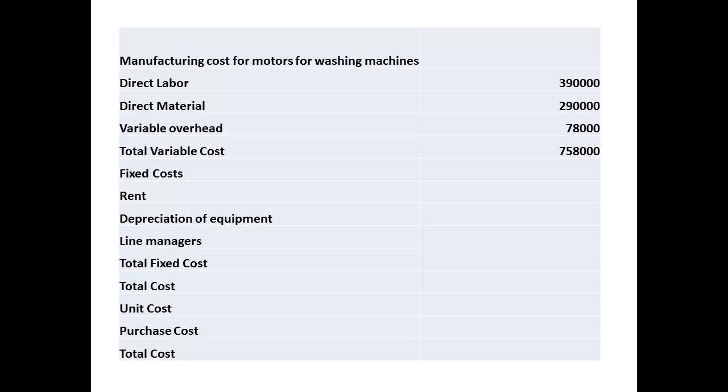Crystal Products will start by determining the costs for producing motors, beginning with the variable costs for direct labour, direct materials and variable overhead. The fixed costs are then determined for rent, depreciation and the employment of a line manager who has a permanent position. Separation of variable costs and fixed costs is important because the fixed costs will still be incurred if the motors are made by King Motor Company. The total cost of making the motors is $958,000, or $76.64 per unit.